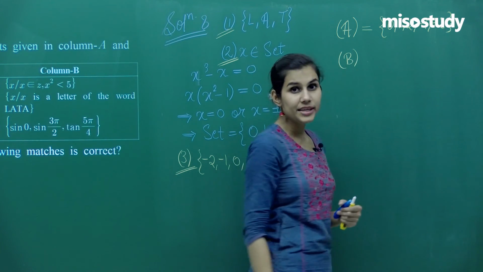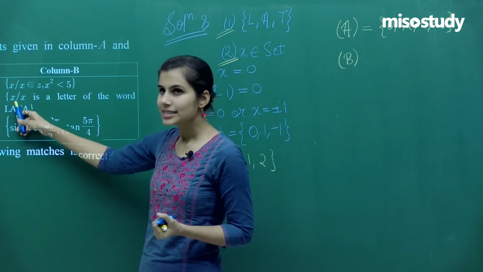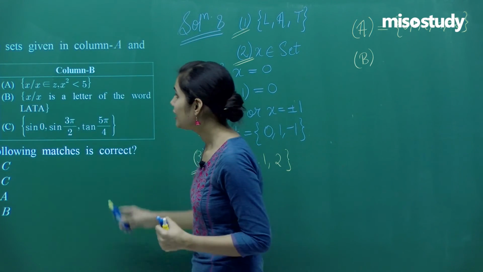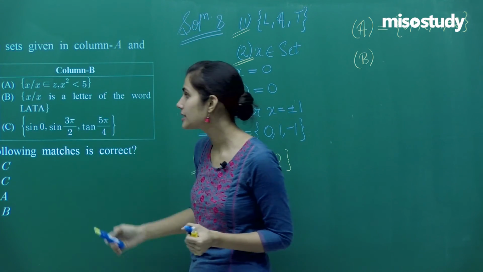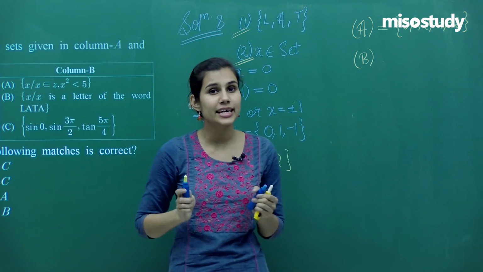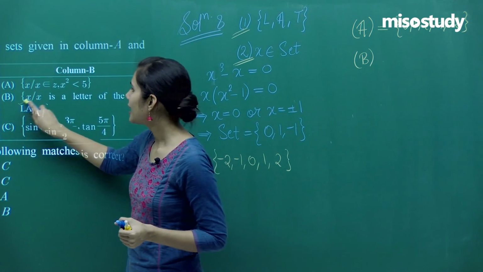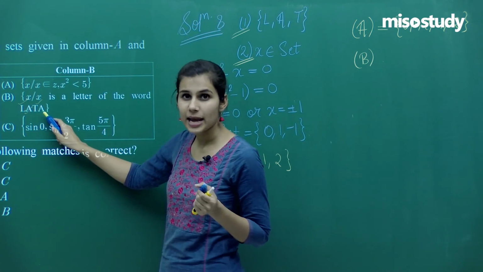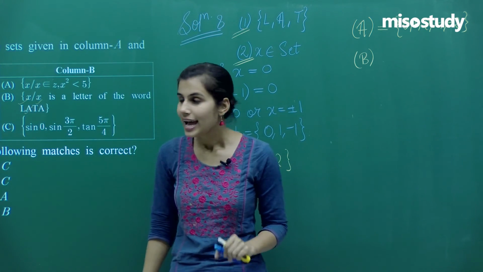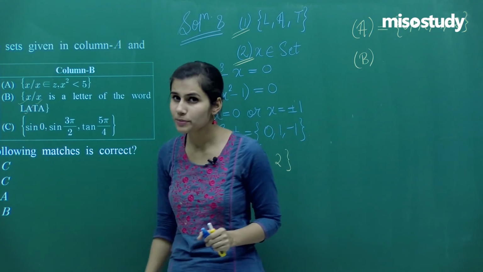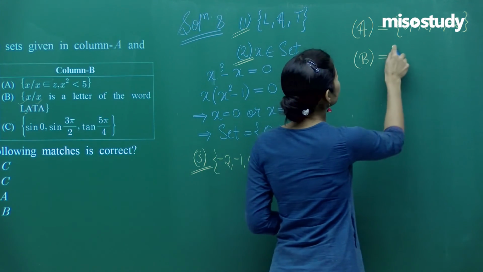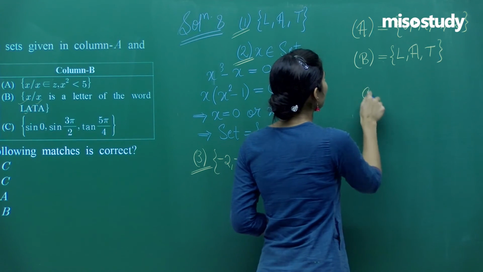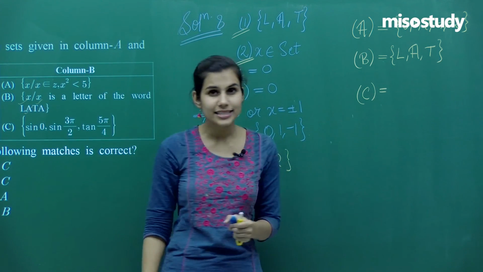Let's see what set B is. B is all those x such that x is a letter of the word L-A-T-A, Lata. Basically, if you want to find out the set which this is, you have to collect the distinct members in this word. Distinct members are L, A and T. I am not ticking another A because I have already taken one. And therefore, collection of all the distinct members of the word Lata come out to be L, A and T. Now I am on my journey to see what the set C is.